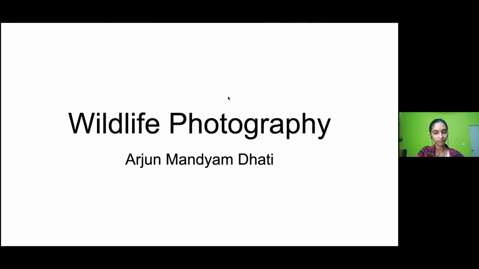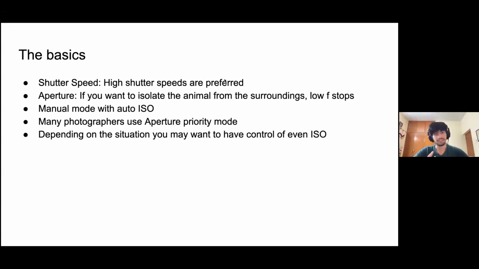So the basics. Mainly in wildlife photography, you want to have telephoto lenses, which have a high focal length. This is the camera I have. You can see it's got a pretty big lens. Because you're going to be in the field and animals are going to be far, and you want to be able to zoom in on them. With really wide angle lenses, you're not going to be able to capture animals that well.